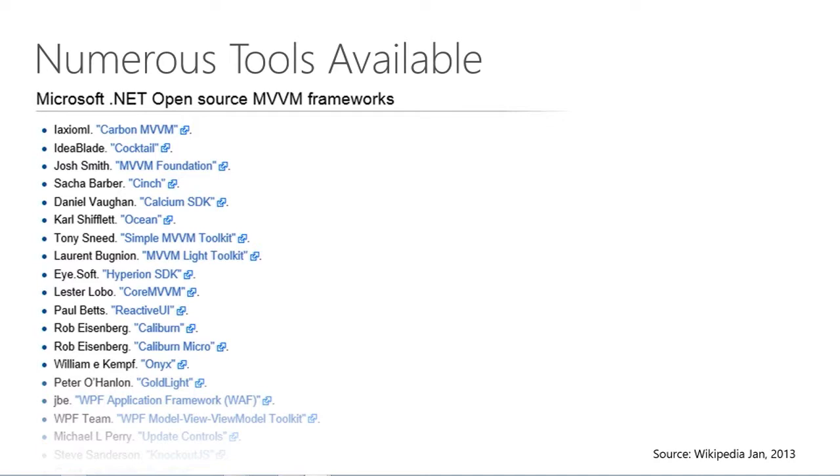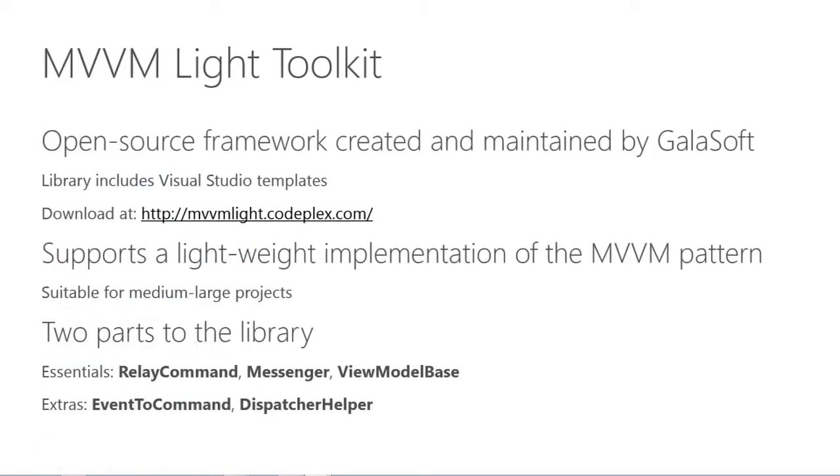The one that I've seen used quite often lately is called MVVM Lite. This was created by Galasoft, a smart guy named Laurent Bugnion, based in Switzerland, working for IdentityMine. It's open source, so you can just go grab it on CodePlex at mvvmlite.codeplex.com. It's a library that includes Visual Studio templates. It supports a lightweight implementation of the MVVM pattern. It's suitable for medium to large projects.